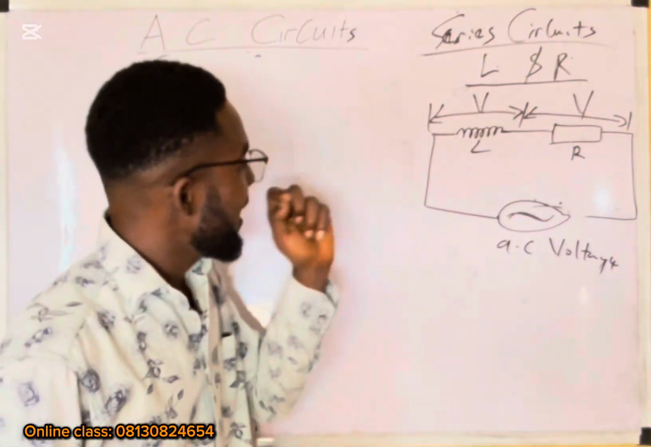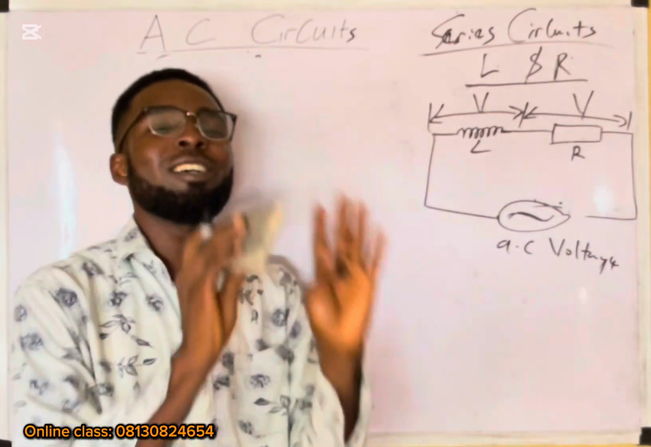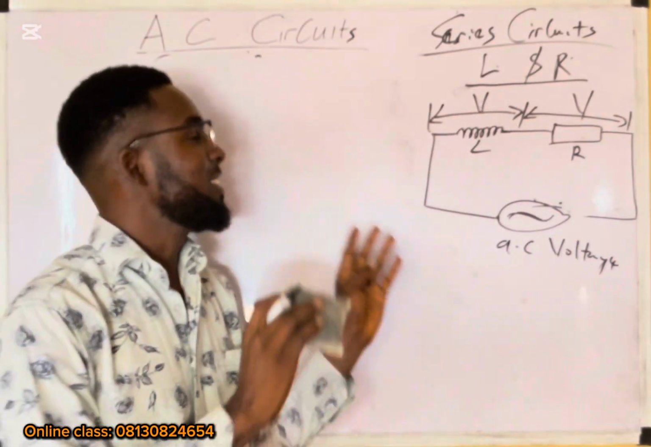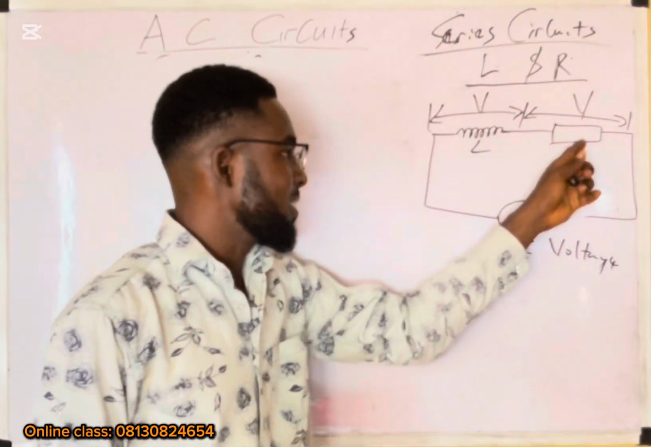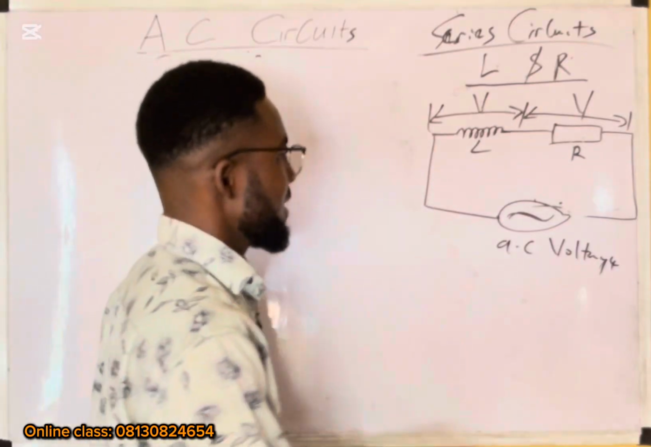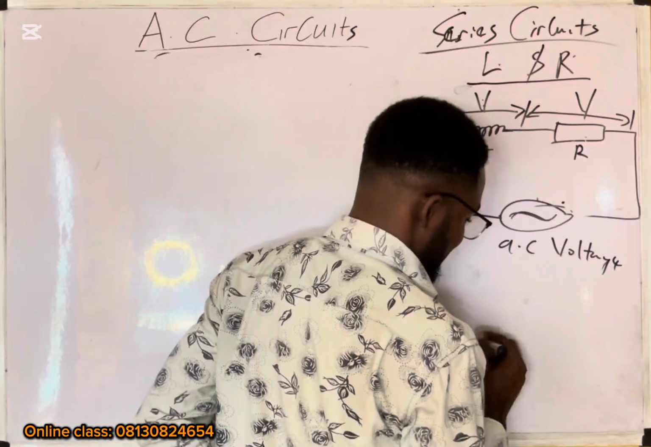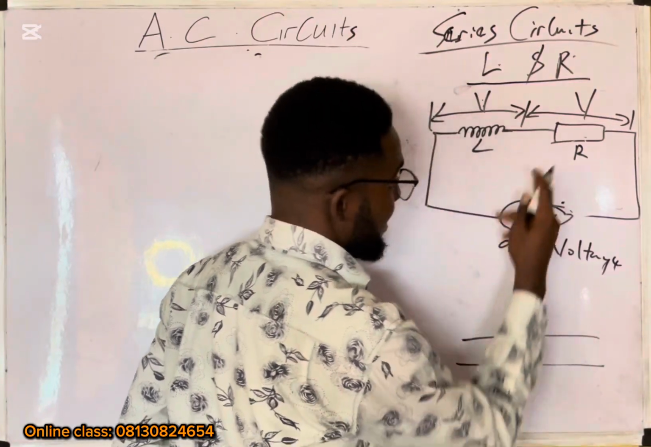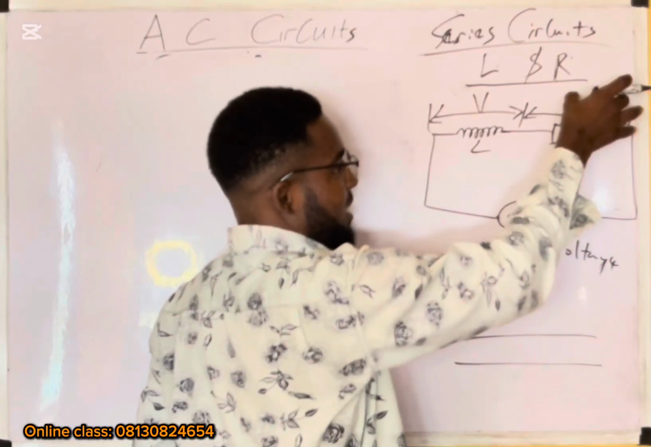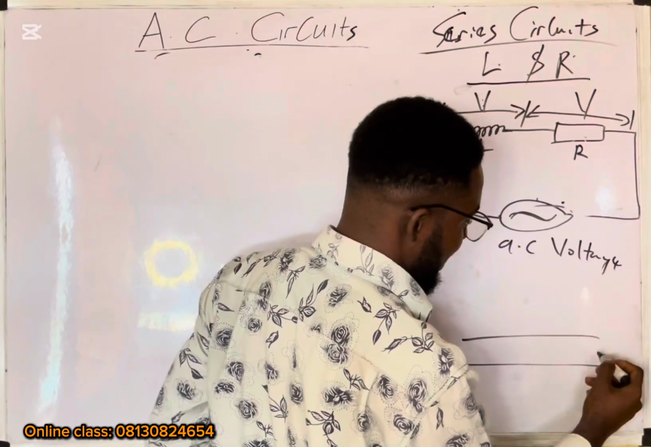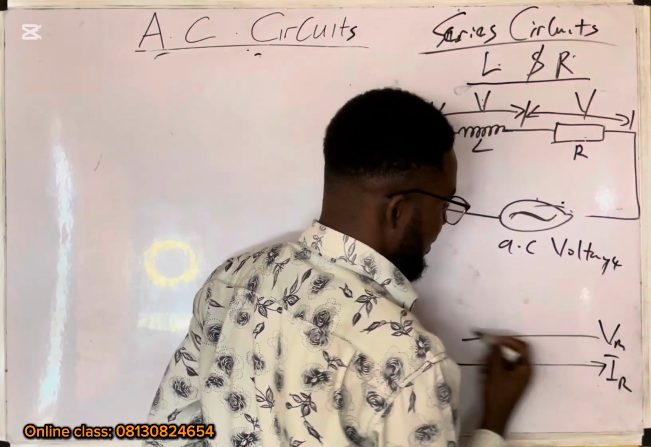Now, in this case, the current that flows through them is actually the same. It's just the same thing we are going to do right here, just that in this case, this is the inductor and this is the resistance. Also, the current that flows through the resistor and the voltage across it are parallel to each other.